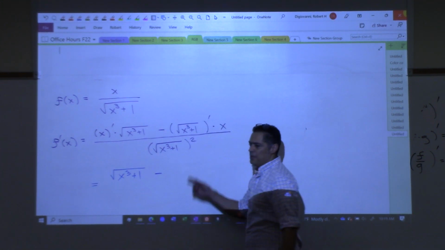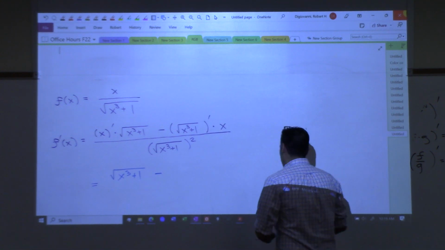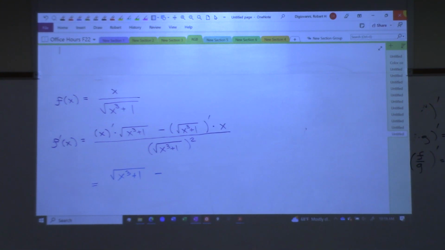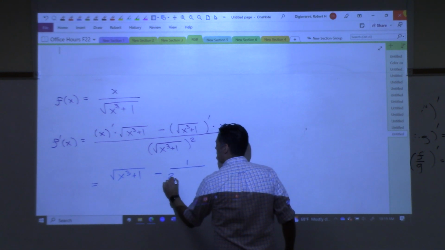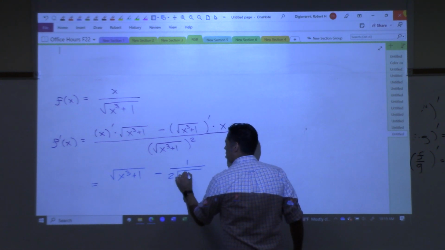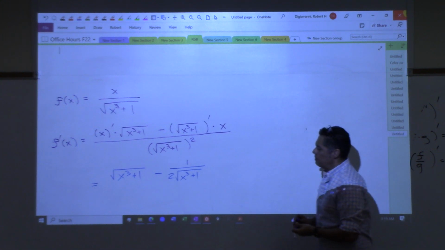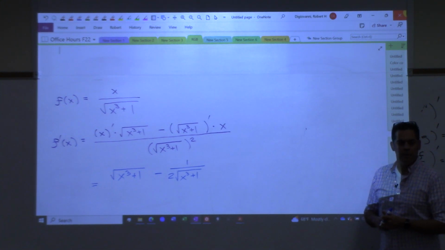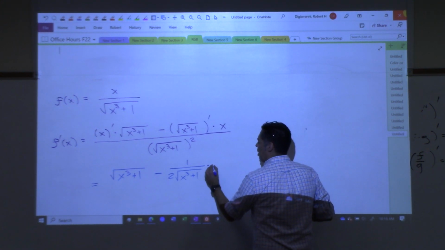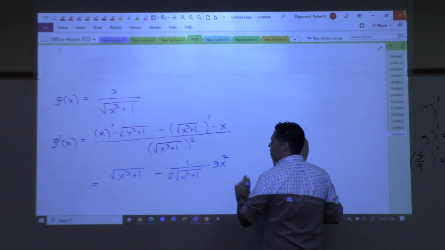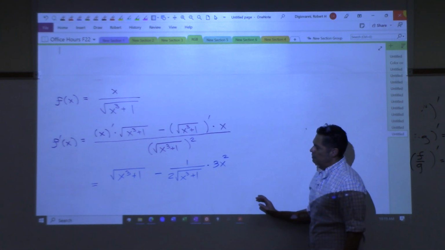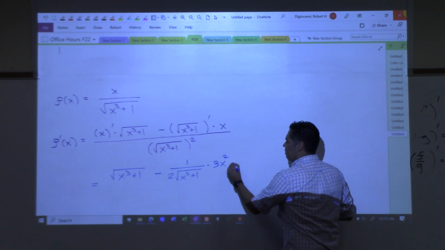Okay, minus. Now, this is the challenging one. Well, challenging. This is the one that causes some issue here. You want to go for it? 1 over 2 square root of x cubed plus 1. Is that what you said? Okay. Times what? 3x to the power of 2 times x. What do y'all think?